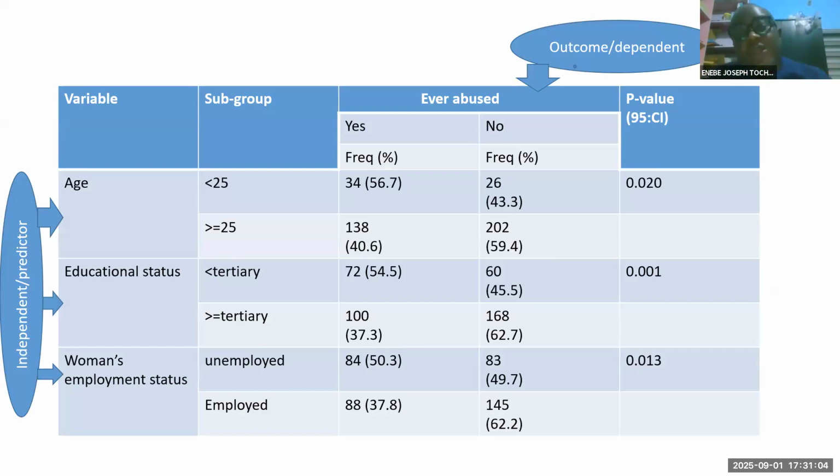There were many likely predictors that were assessed, but these three were chosen as the predictor variables for abuse during pregnancy. So from this, I'm sure all of us now understand the difference between a predictor variable and an outcome. So you vary the predictor variable to get an outcome variable. The outcome variable is also dependent on the independent variable, which is the predictor variable.